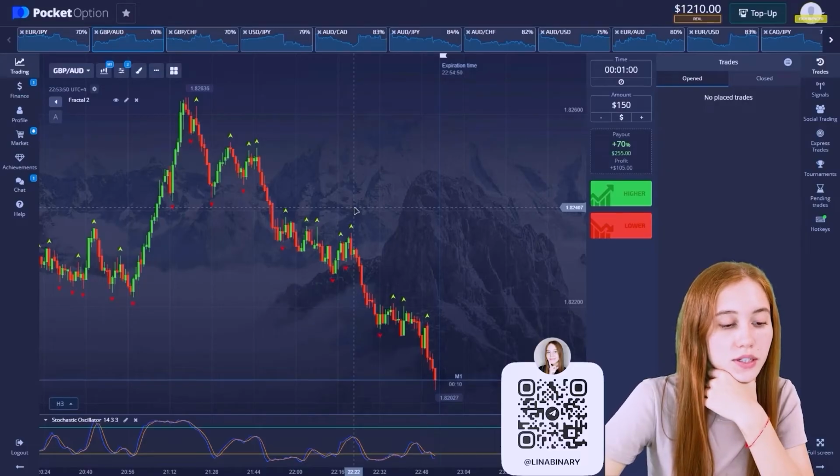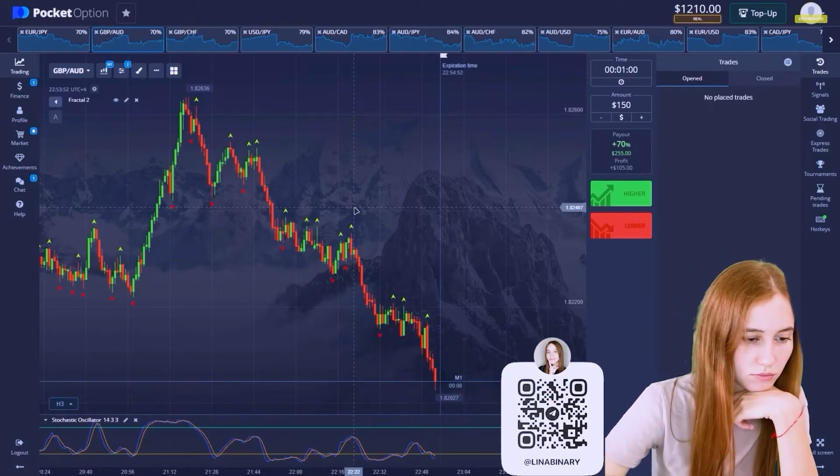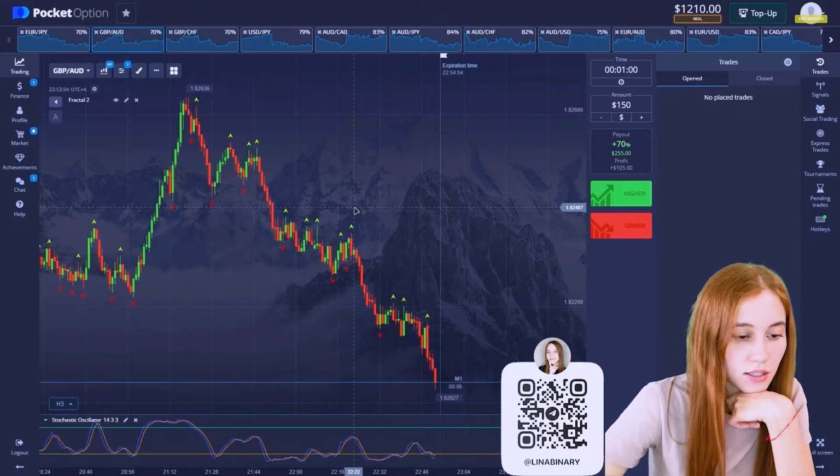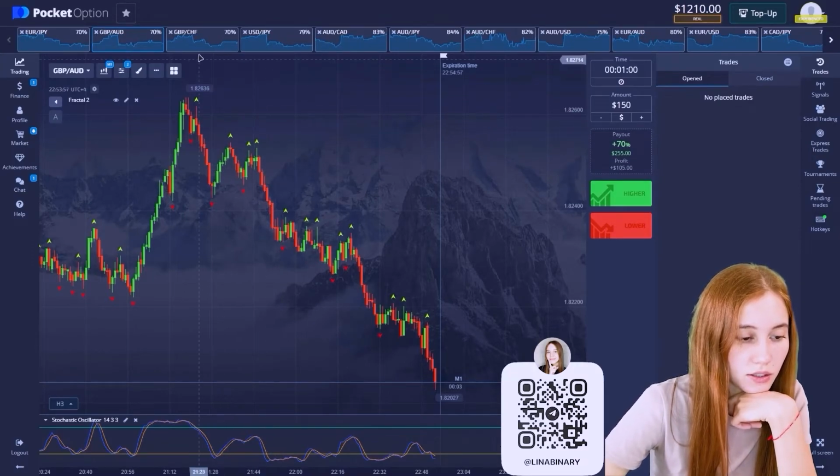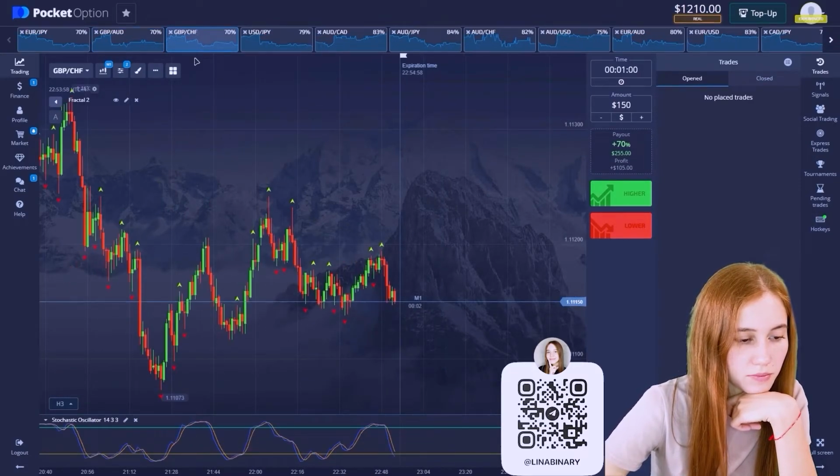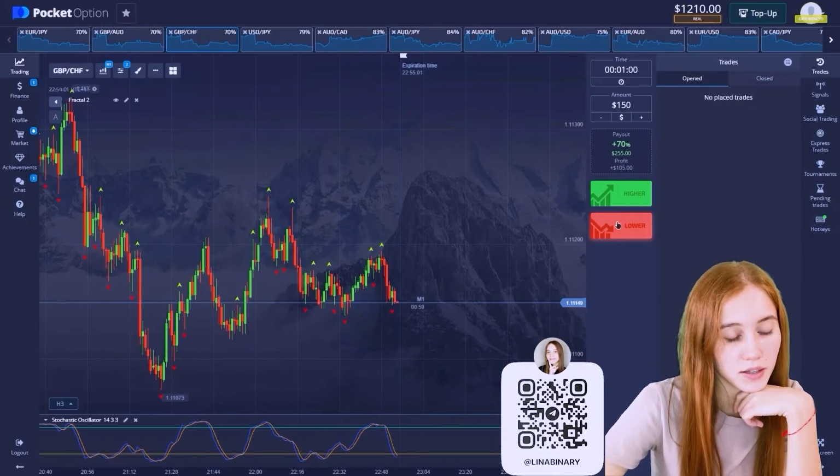Let's move on to the next concept and start our technical analysis. So we moved on to the next concept. Let's open down.